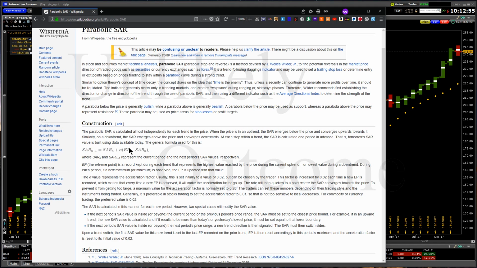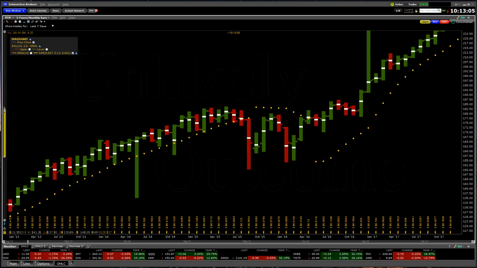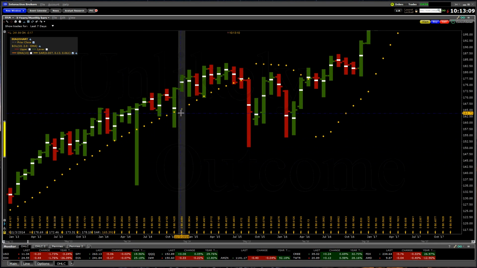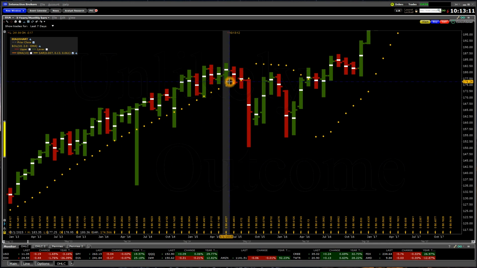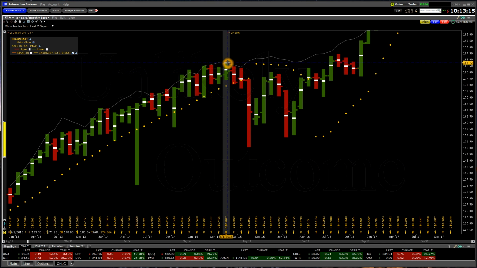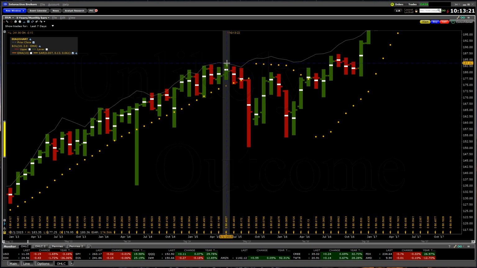but here it is again. The EP. The EP is the extreme point, is what that stands for. And the EP is determined by, when you look at your chart, let's zoom this in a little bit. When you look at your chart, here's this uptrend right here. And EP is determined by the highest price reached during the uptrend, right? So for this uptrend, the highest price reached would be the top of this bar right here.